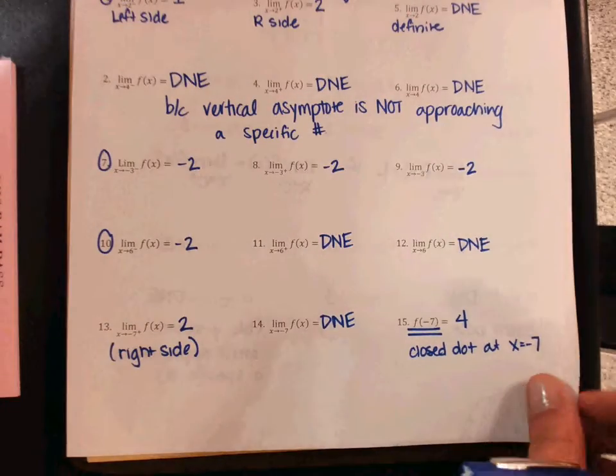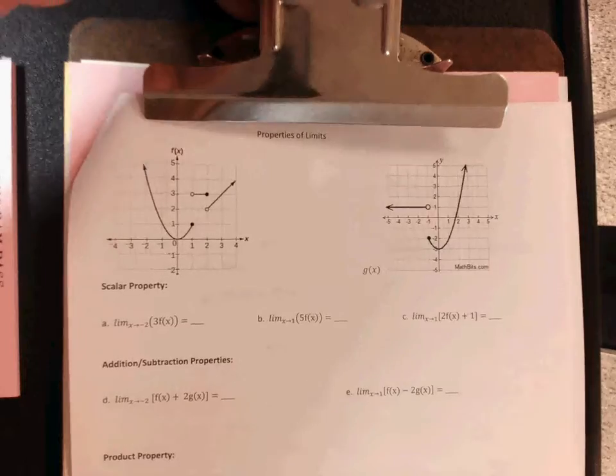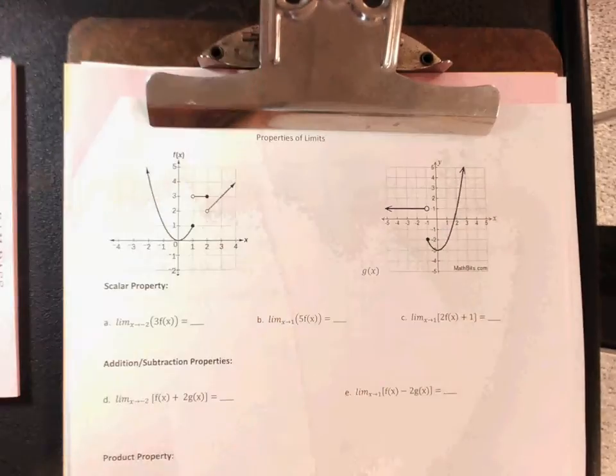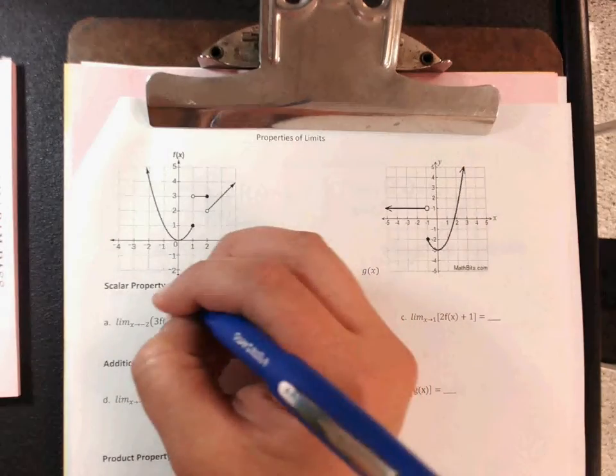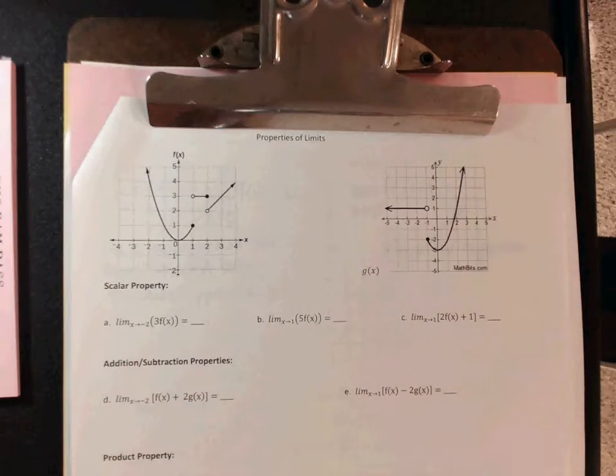Okay, turn the page. All right, the next thing that we are going to talk about are scalar properties. For my physics-y people, what's a scalar? Scalar, okay. You can have them on vectors.